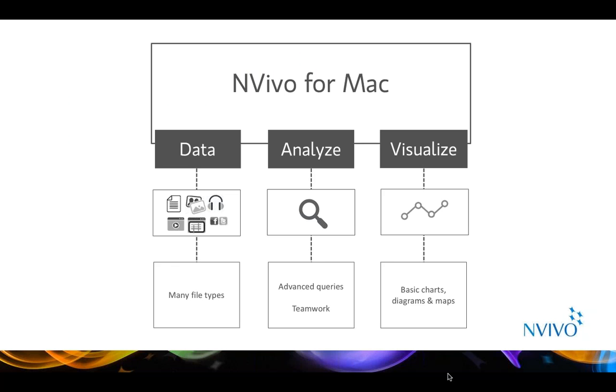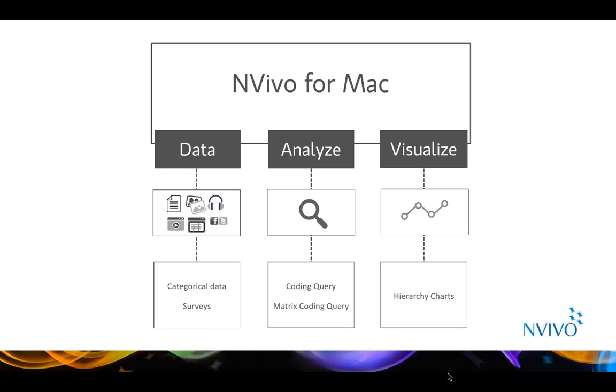NVivo is a tool that organizes qualitative and quantitative data and supports rigorous systematic analysis. Seamlessly integrate a variety of data, quantify qualitative data, and use variables to parse and ask questions of your qualitative data.